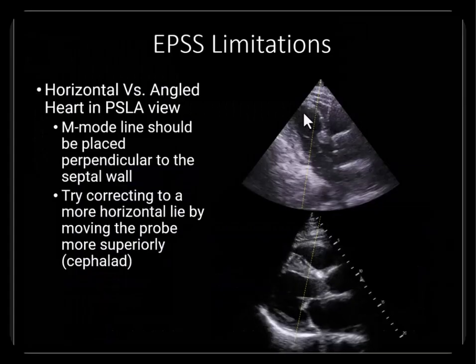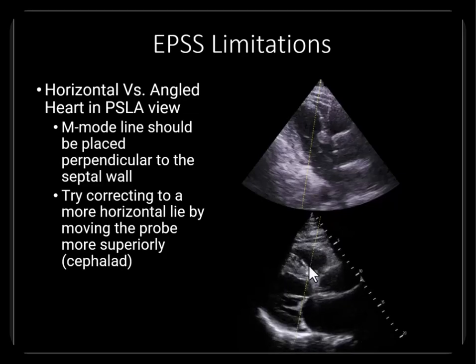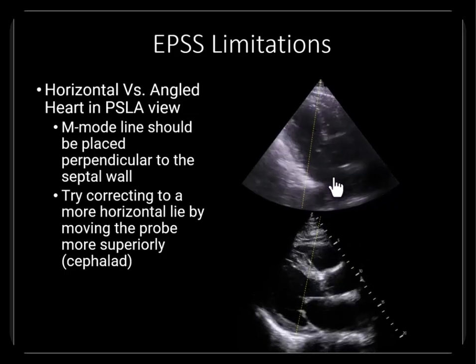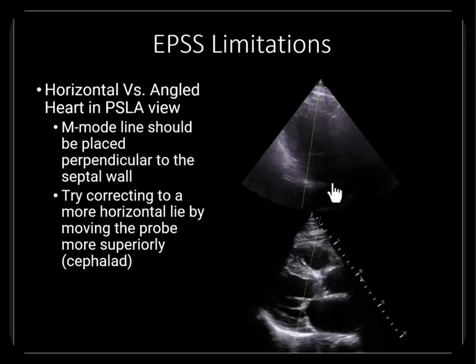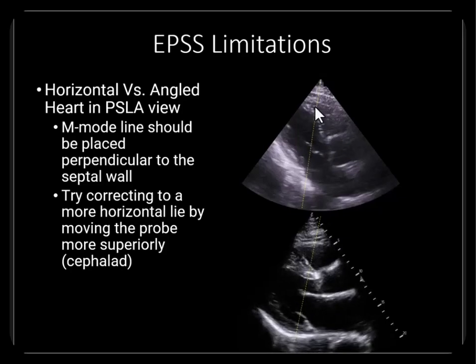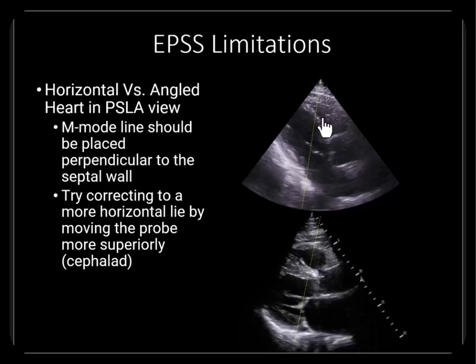Now, remember, I mentioned how you want a horizontal plane. Look at this bottom example where the M mode line is coming pretty much perpendicular to the septum. And this plane is what we want, this horizontal lie, versus the above example, which is more of a vertical slant to the ventricle, meaning when the M mode line comes down and intersects the septum, it's no longer perpendicular. And the way that you can try to correct this is by moving the probe more superiorly or cephalad, usually up 1 or 2 rib spaces. And that'll take it from this axis to more of a horizontal lie.